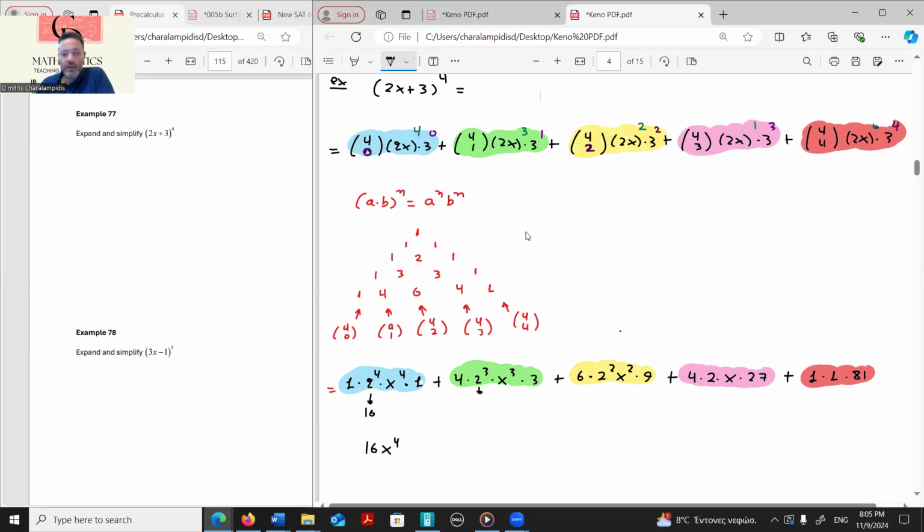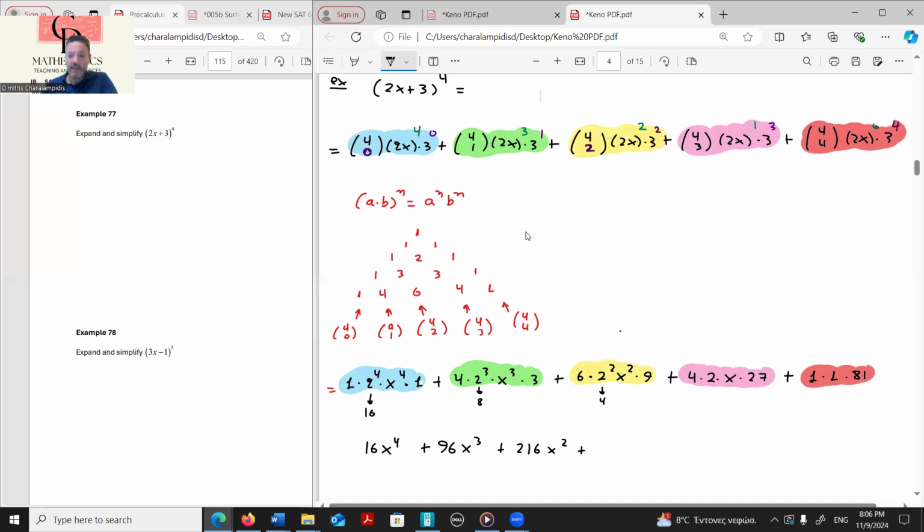2 to the power of 3 is 8. 4 times 8, it's 32. 32 times 3 should be 96. So 96x cubed. 2 squared is 4. 4 times 9 is 36. 36 multiplied by 6 should give me 216, plus 216x squared, plus 4 times 2, 8.